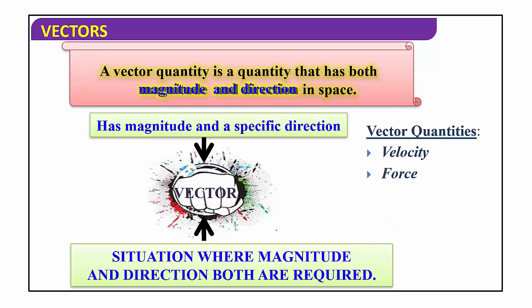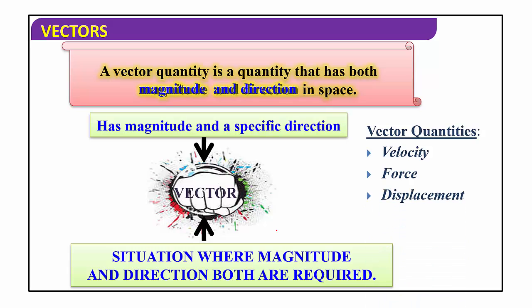Then second example, force. Force 5 Newton. How to define force? Force is the product of mass and acceleration. You know the equation F equal to ma. Mass into acceleration. Acceleration means what? Rate of change of velocity. Velocity is a vector quantity. So acceleration is also a vector quantity. Immediately force is also a vector quantity.